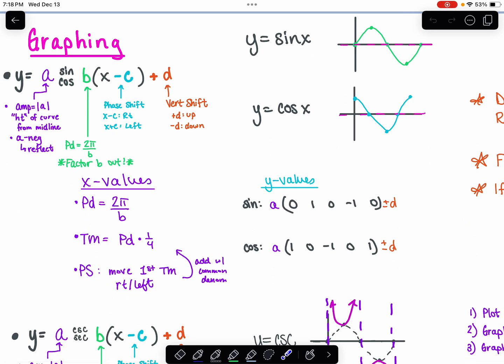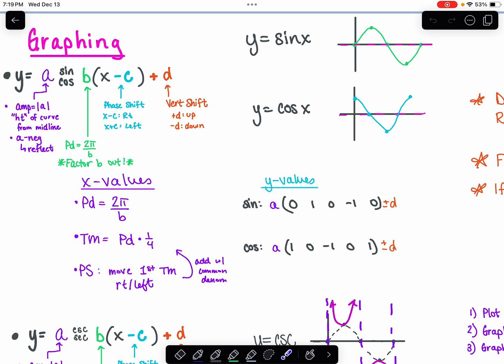We look at our X values and we find our Y values. So we start with our period, then take our period, divide into the 4 parts, and then move left or right if there's any phase shift. Make sure you're doing those with common denominators. So in this way you know what your tick marks are on your x-axis.